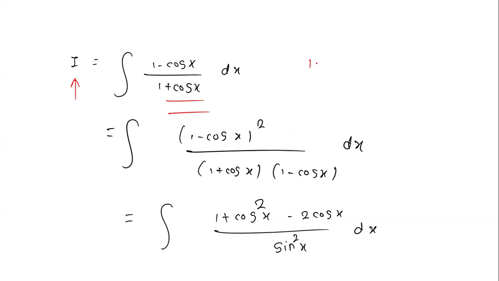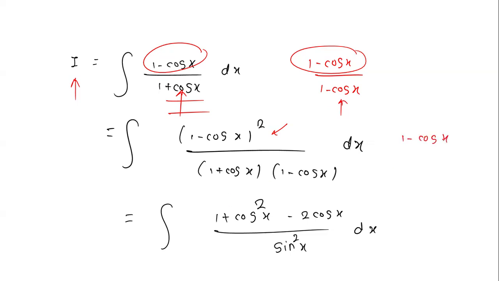What you can do is multiply by 1 minus cos x in the numerator and 1 minus cos x in the denominator. In the numerator it will come like 1 minus cos x times 1 minus cos x, so it will be (1 minus cos x) whole square. In the denominator we have 1 plus cos x and 1 minus cos x, which is a plus b, a minus b type. So it will come like 1 minus cos square x, which is a square minus b square type, and we know this is sin square x.